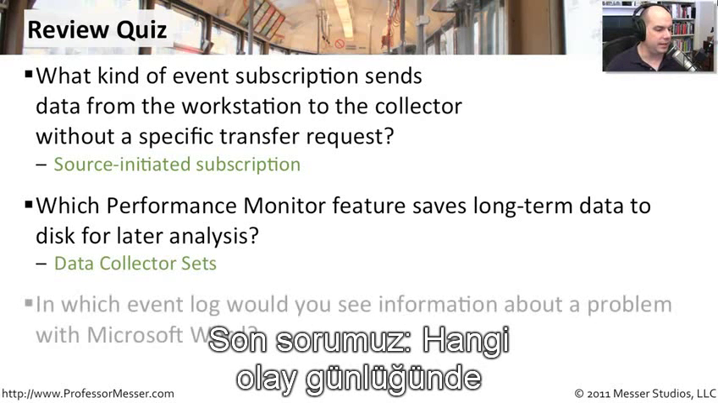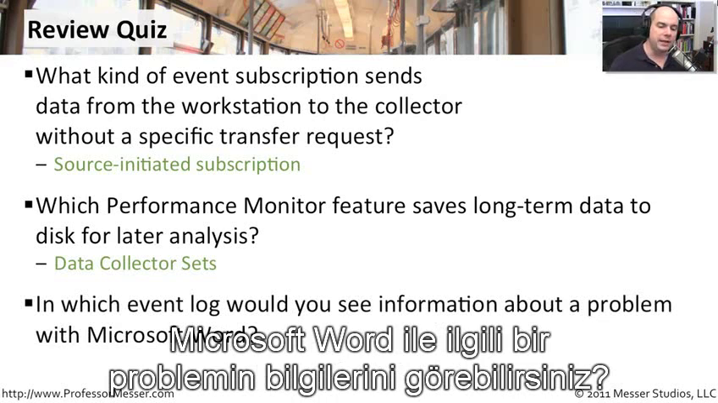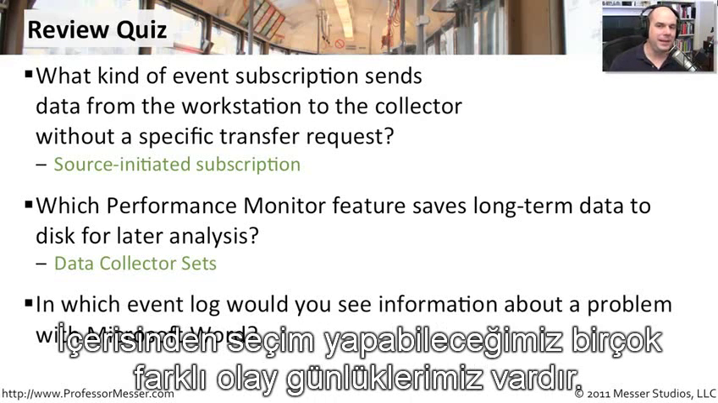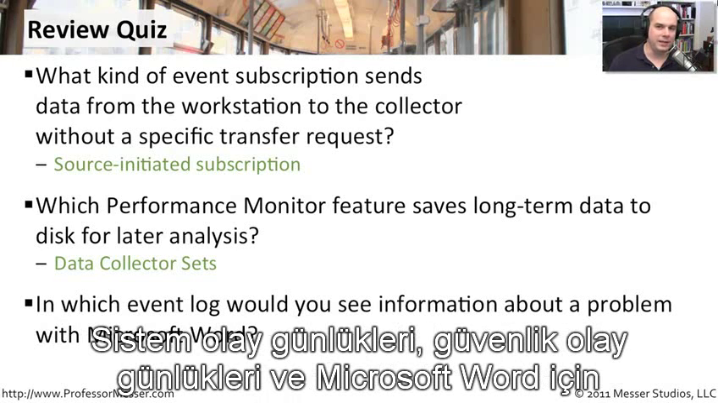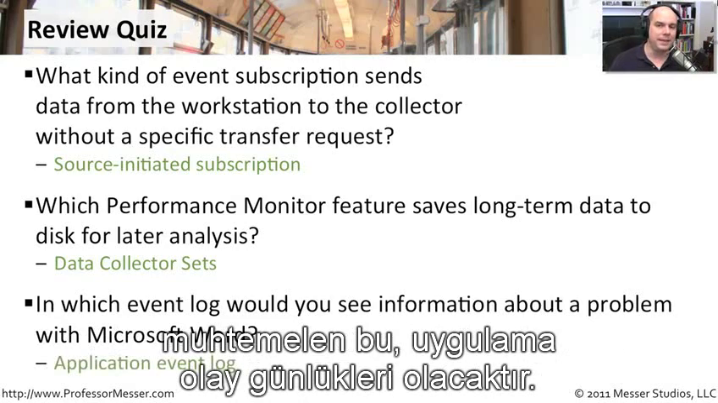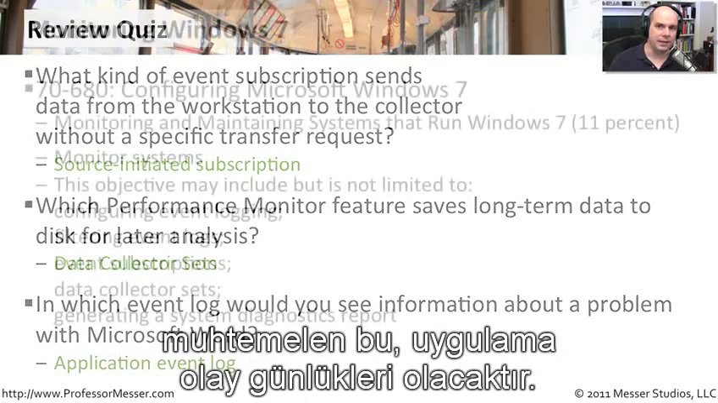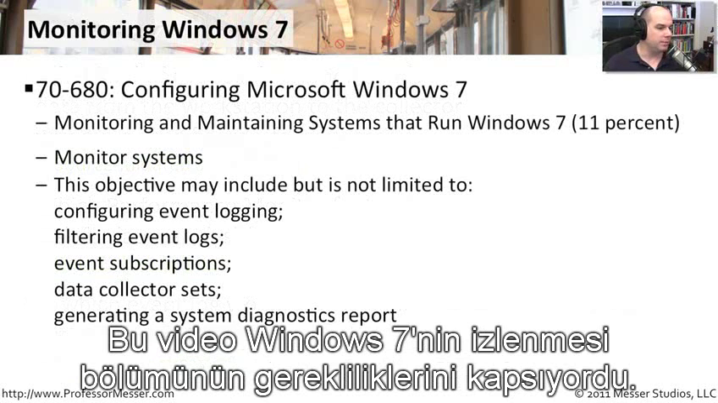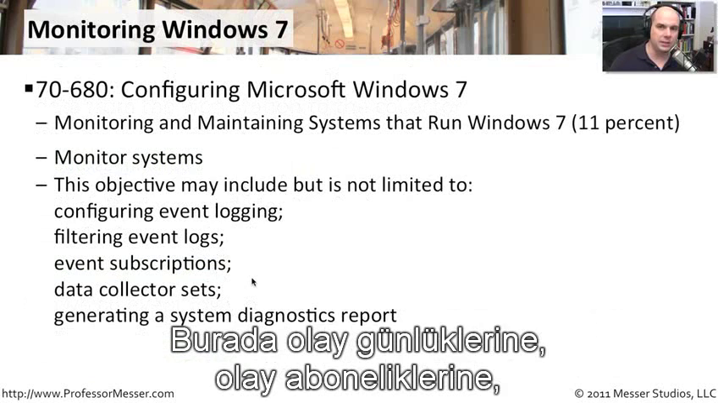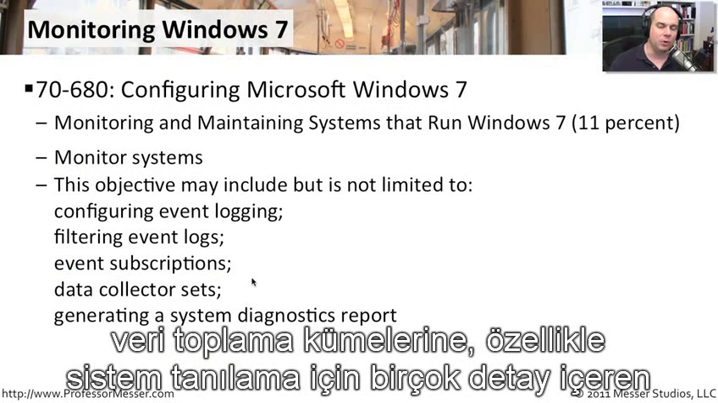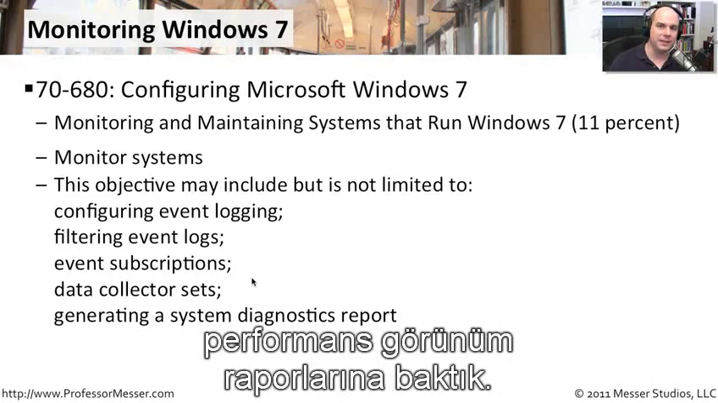Our last question is: in which event log would you see information about a problem with Microsoft Word? Well, we had many different event logs to choose from. We had a system event log, we had a security event log, and for Microsoft Word, it would probably be in the application event log. Well, that covers our requirements for this monitoring Windows 7. We've looked at event logging, we've looked at subscriptions, data collection sets, and performance views, especially for systems diagnostics reports. A lot of details there.